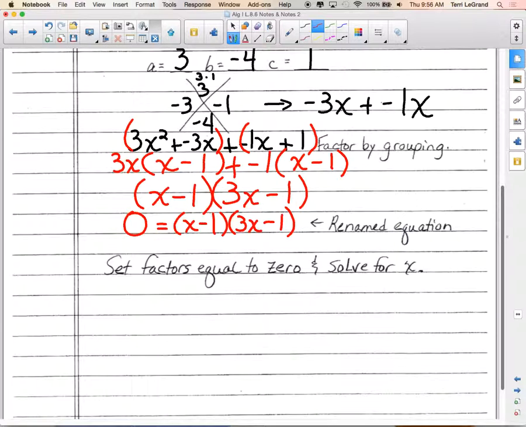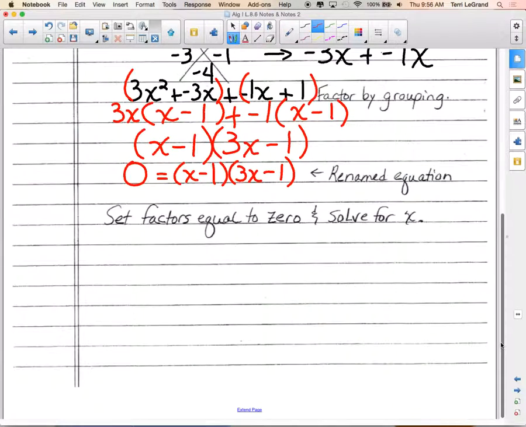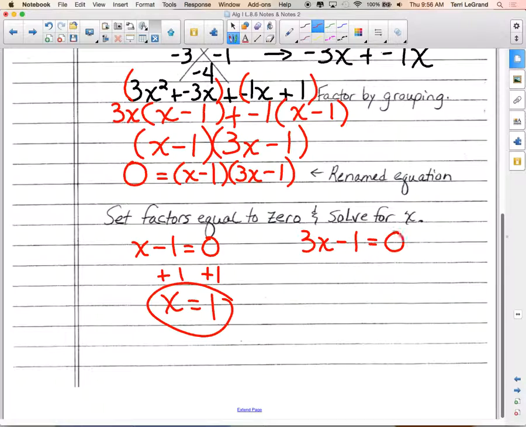Now we still use our 0 product property, saying what would make each of those factors equal 0. So x minus 1 set equal to 0. What's one of our solutions? X equals 1. Okay, there's one of them. We set the other factor equal to 0. Gonna have to work a little harder solving this one. It's a 2-stepper.